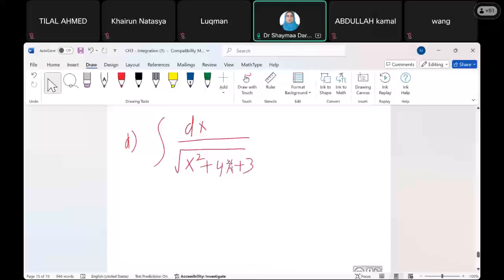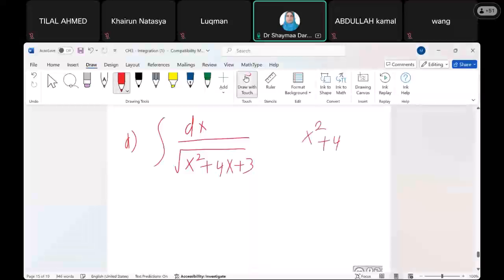But before applying the formula, I have to complete the square first. Why? Because I have x now, not only x squared and the constant. We have x in the middle. So we need to cancel this x first. How can we do that? Only by completing the square. So we need to complete the square first.